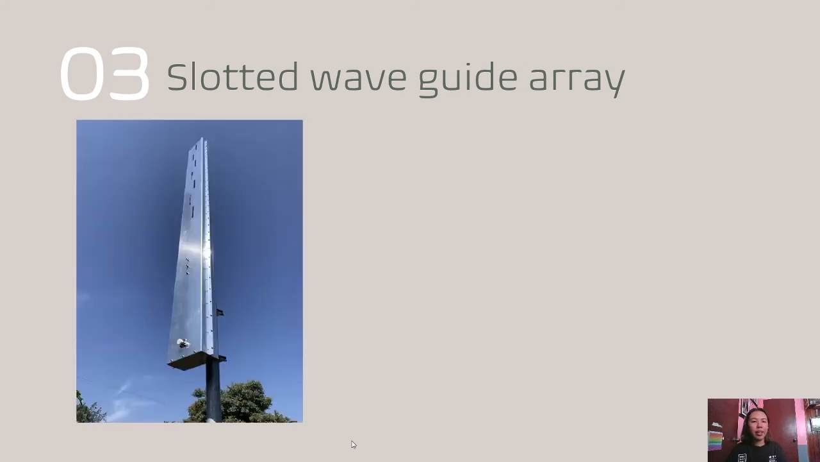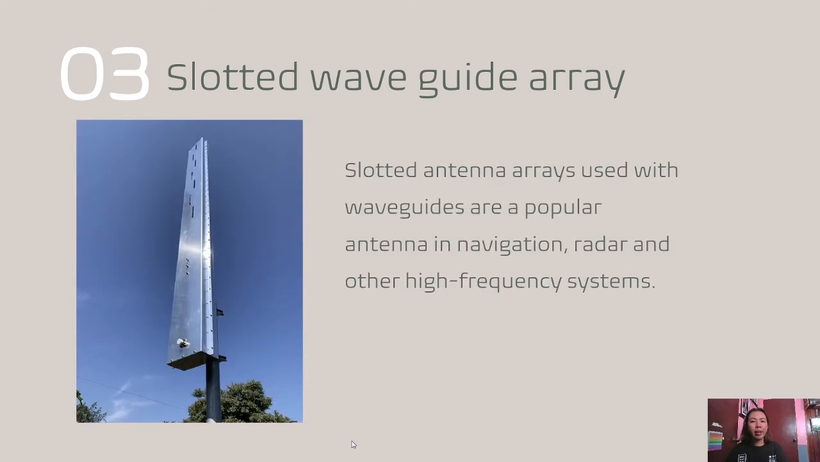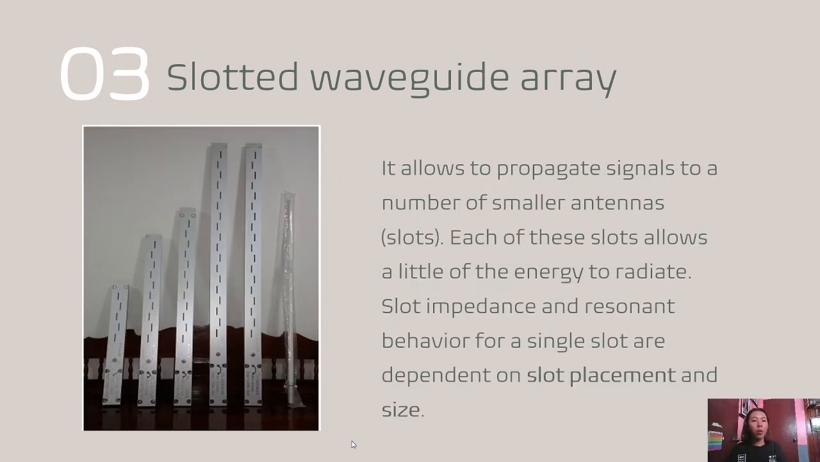The third type of antenna that we are going to discuss is the slotted waveguide array. This is what it looks like. Slotted antenna arrays used with waveguides are a popular antenna in navigation, radar, and other high-frequency systems. As you can see, it comes in different sizes, and it allows signals to propagate to a number of smaller antennas or slots, and each of these slots allows a little of the energy to radiate.